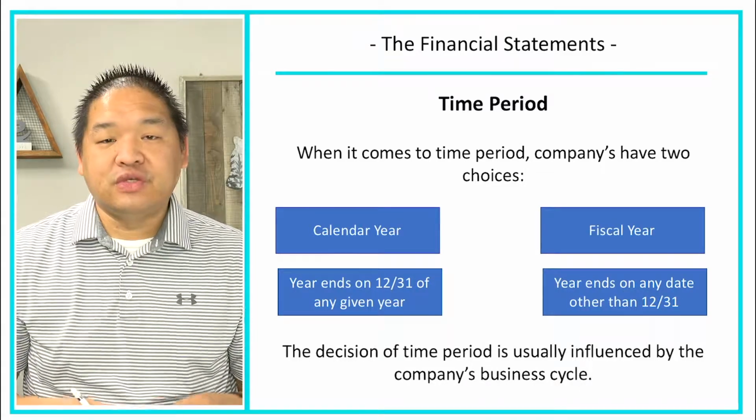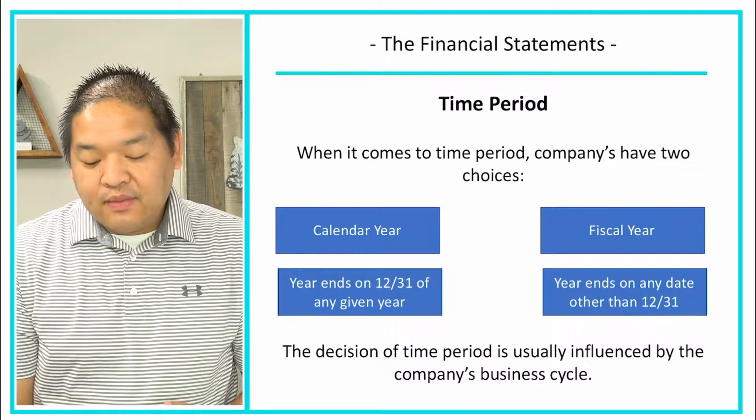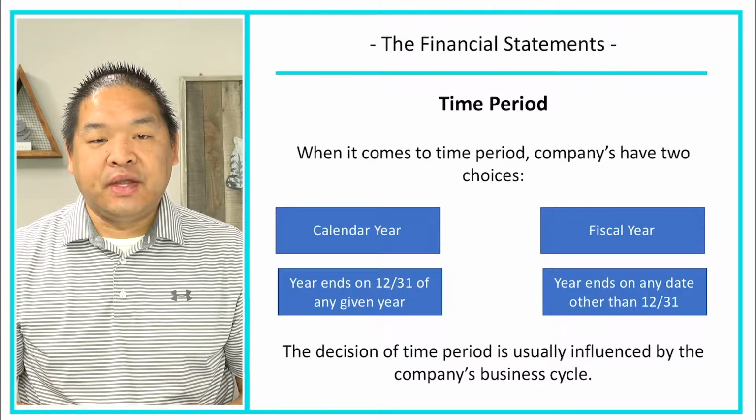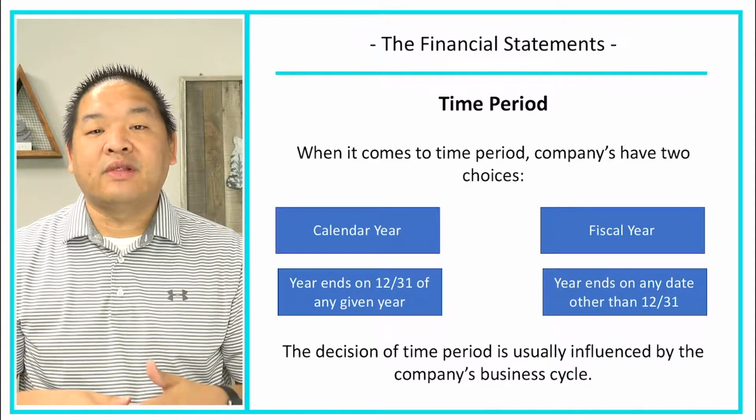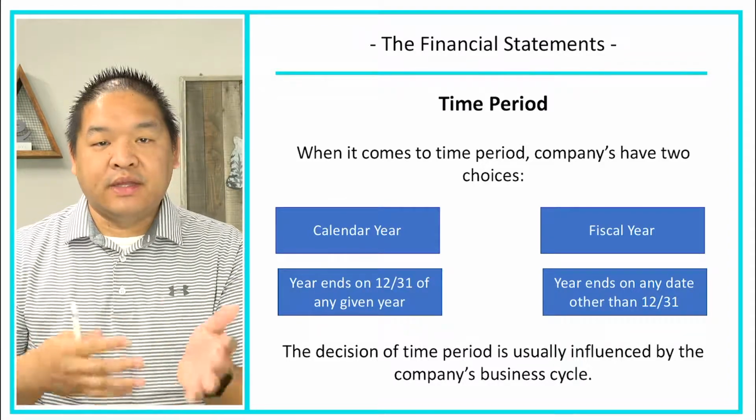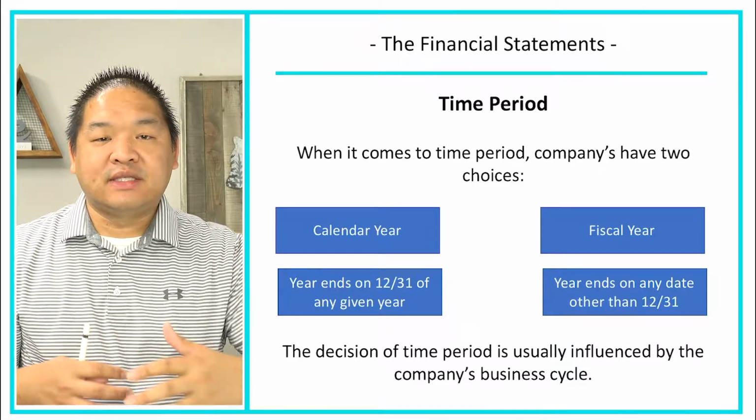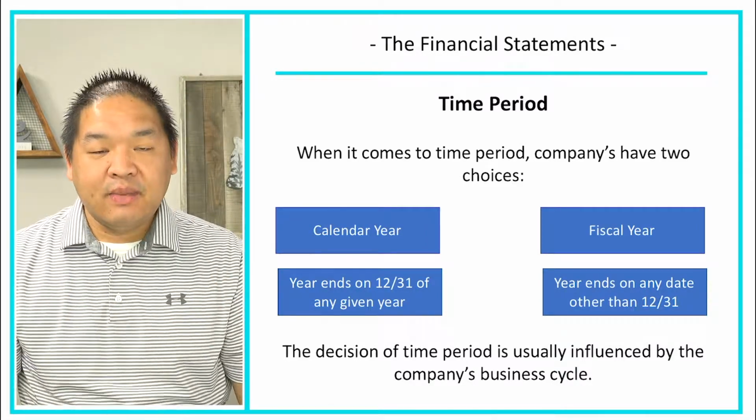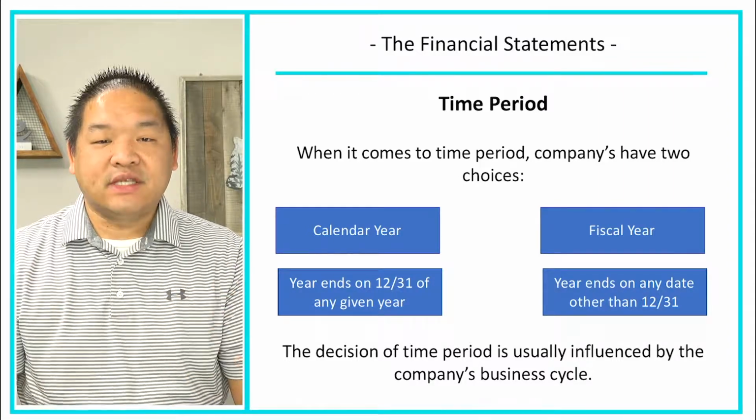Now, the decision of time period is usually influenced by a company's business cycle. So here's an example of why a company might use a fiscal year rather than a calendar year. So if you think about the holiday season, a retailer like Target, what's happening at 12/31 at the end of the year? Well, they've got this rush of people that come in to buy gifts for their family, to decorate their home. It's probably the biggest time of the year where those companies go into black territory, profit territory.